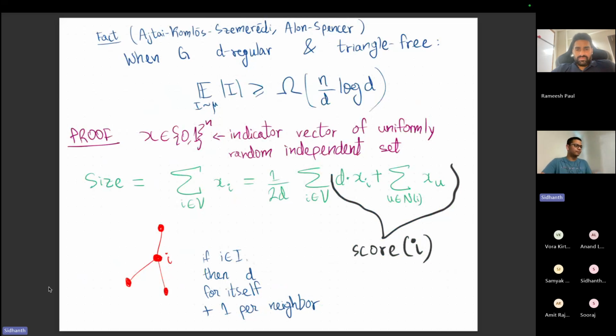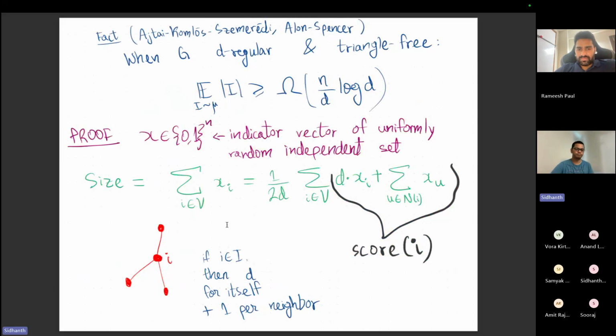Okay, so let me just give you all a proof of this fact. So in this proof, let's think of x as being an n-dimensional {0,1}^n vector, and think of it as being the indicator vector for the uniformly random independent set that was drawn. So ones in the entries which are actually in the independent set and zeros everywhere else. So now the size of the independent set is given by the sum of all x_i's.